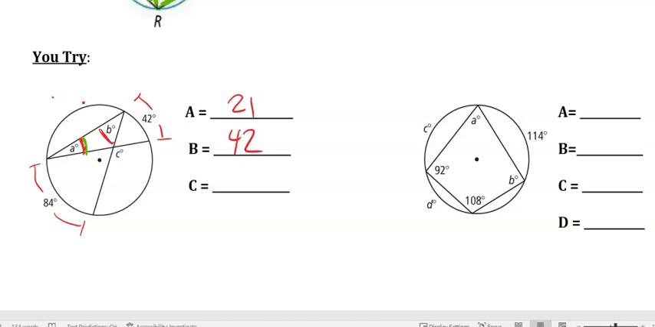Now here's the tricky part. Is angle C an inscribed angle? Does it go all the way to the other side? No. Does it go to the center? No. So we are in bad shape now, because we knew if it went to the center, it would be equal to the arc. If it went all the other side, like an inscribed one, it would be 1/2 of it. Can anybody think of a way that we could figure out C? Yeah.